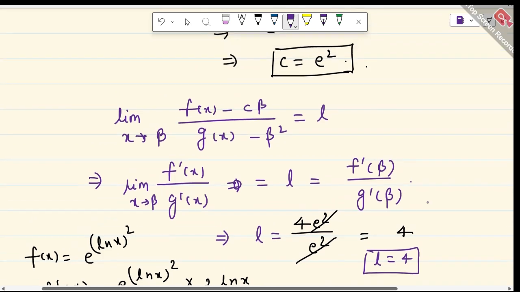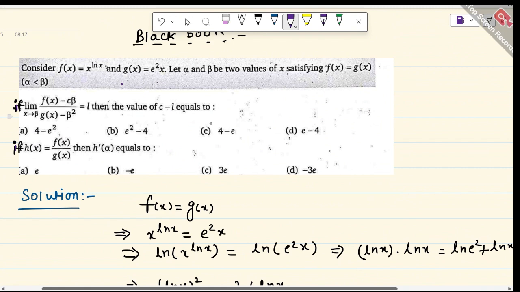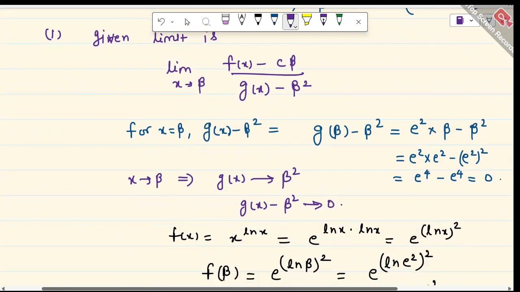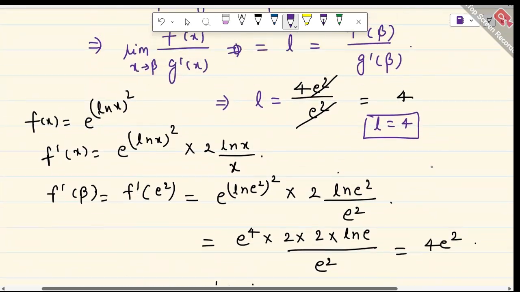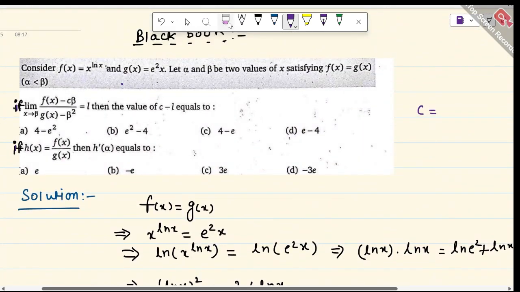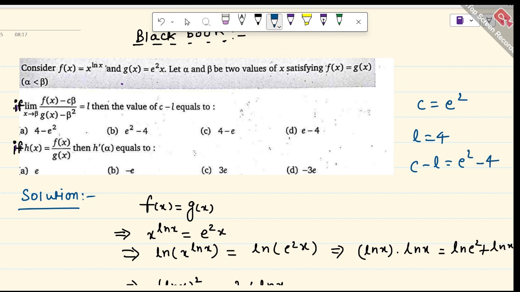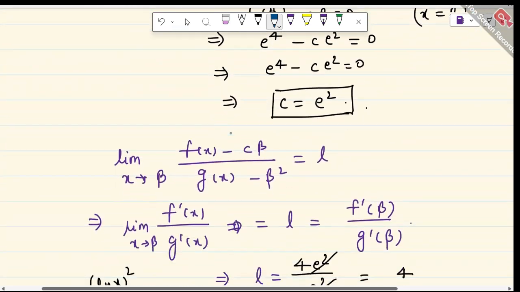Now in the question we have to find out the value of C minus L. We have calculated the value of C is equal to e square, and the value of L is 4. So C minus L is e square minus 4. Thus the answer is B. C minus L is equal to e square minus 4. Now we have the second part.